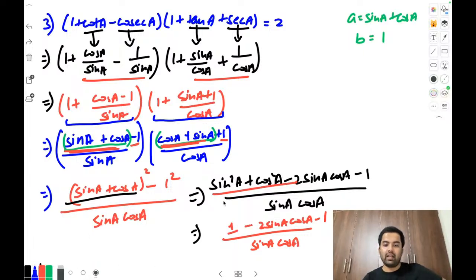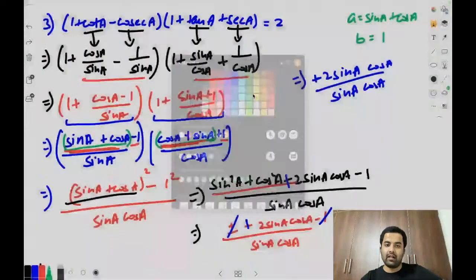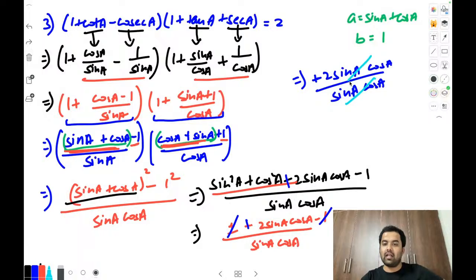Now, if you see, we can cancel plus 1 and minus 1. Remaining is minus 2 sin A cos A. Sorry, here it is plus now. Yeah, sorry, that was wrong. Yeah, plus only, divided by sin A cos A. And we can cancel here again. We can cancel this part, which means this part and this part got cancelled. Remaining is what? 2 only. That's all. We got the answer.